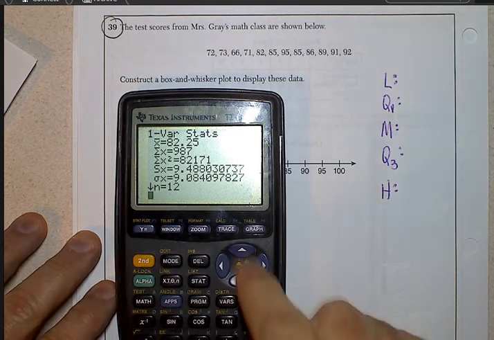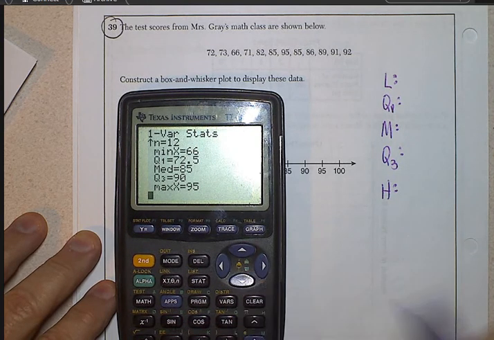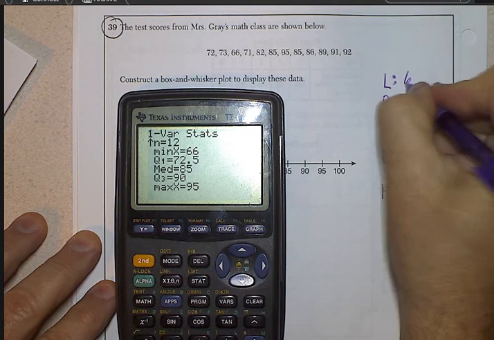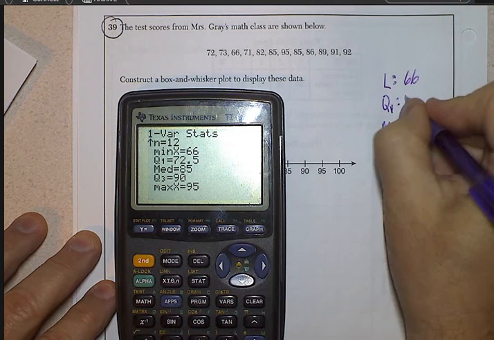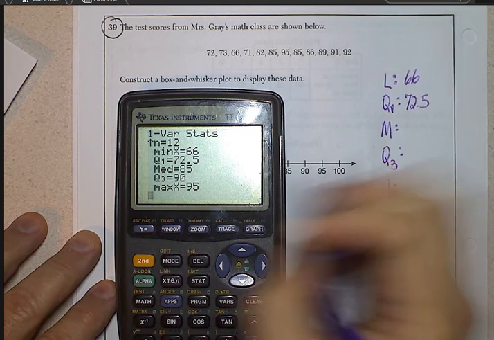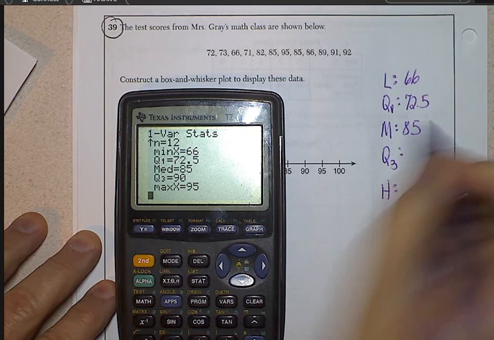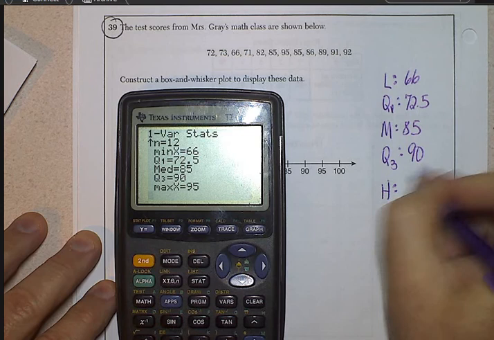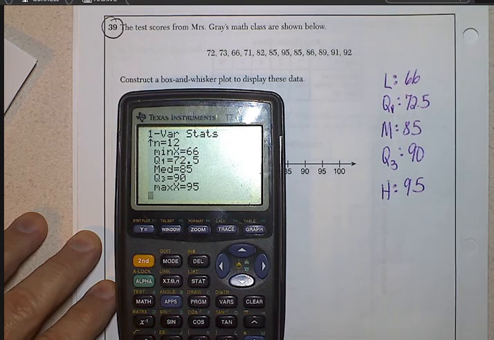And if we cursor down, we can see what the 5-number summary is. The minimum is going to be 66. The Q1 is going to be 72.5. The median is going to be 85. The Q3 is 90, and the max is 95. And we can write that down just like that.